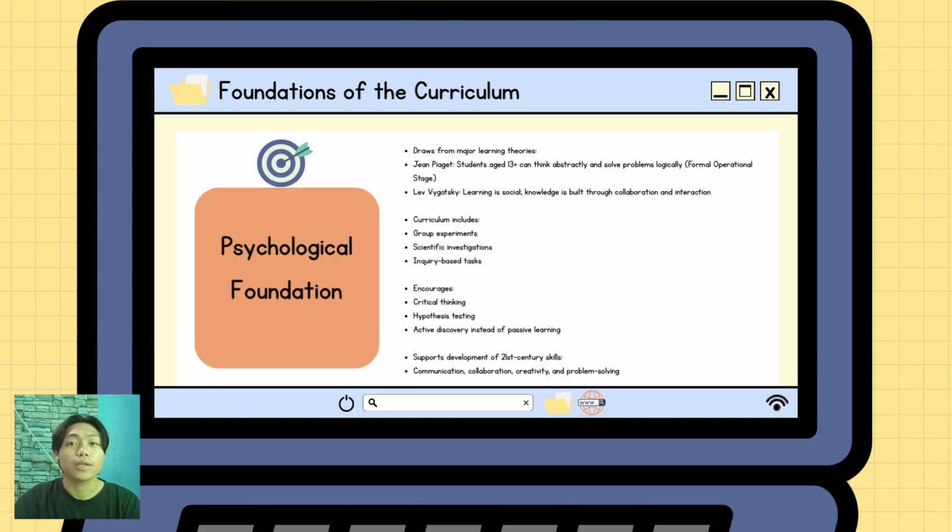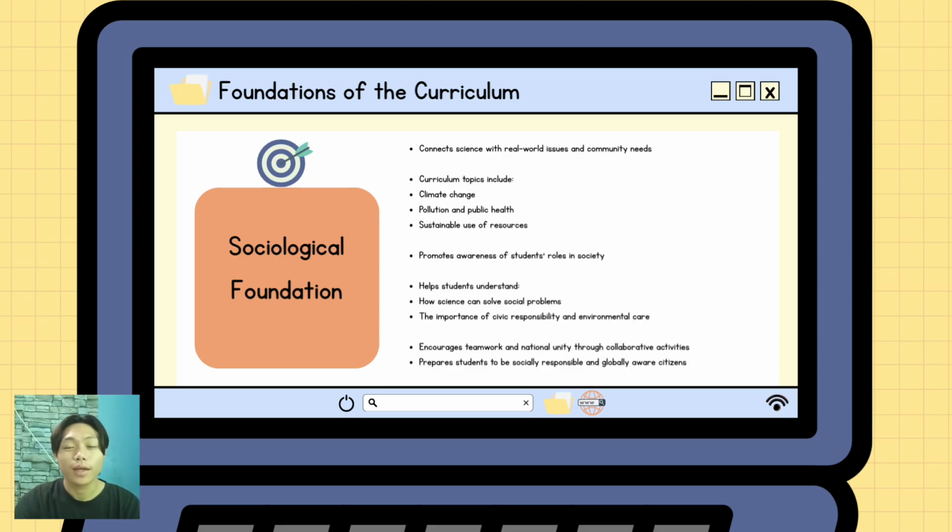The second important foundation is the psychological foundation. The curriculum is supported by theories from Piaget and Vygotsky. Piaget explained that students at this age can think logically and solve problems, which is why activities involve experiments and critical thinking. Vygotsky's theory highlights collaboration, so the curriculum includes group work and peer learning to help students build knowledge together.